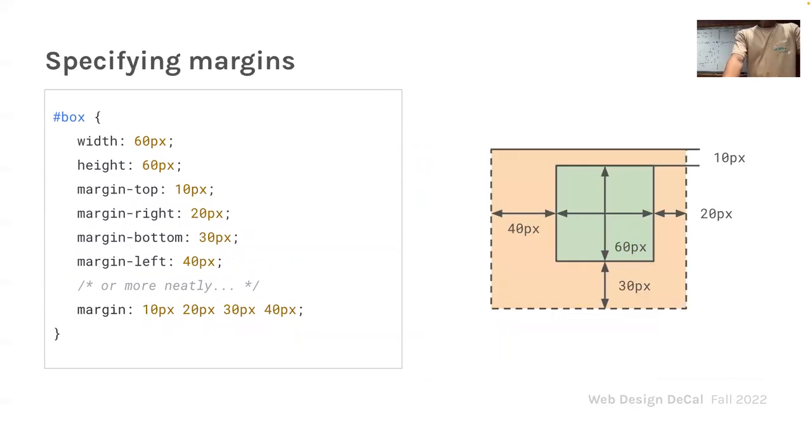So margins follow pretty much the same thing, where the content is the green box, and then we have different margins on the top, bottom, left, and right, and you specify it in the same way. And this will basically push anything next to the green box outside of the tan colored box. So if you put another element right next to it, it'll definitely be outside of that tan colored box. So it's just used for separating elements from each other.